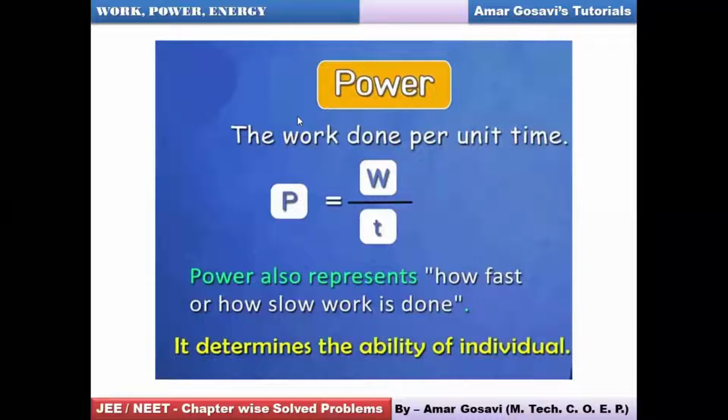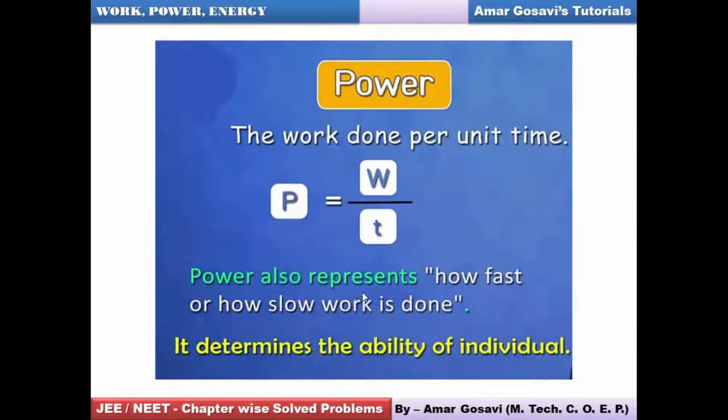So let's discuss today's session, power. How do we define power? The rate at which work is done, or the other way of saying it is work done per unit time. In terms of an equation, it would be stated as power equal to W by T, where W stands for work done and T is the time in which that work is done. It also represents how fast or how slow the work is done.